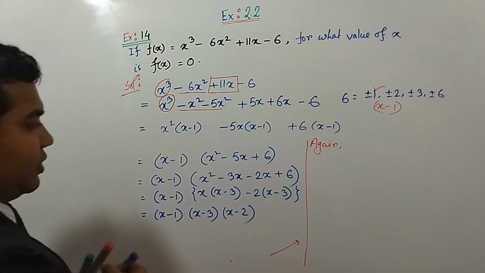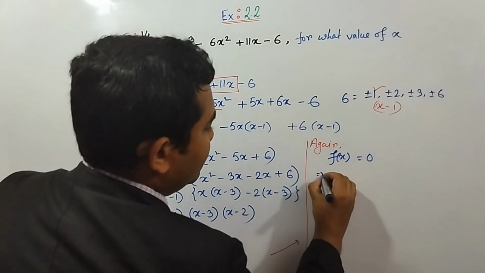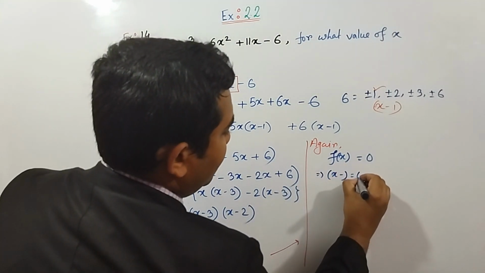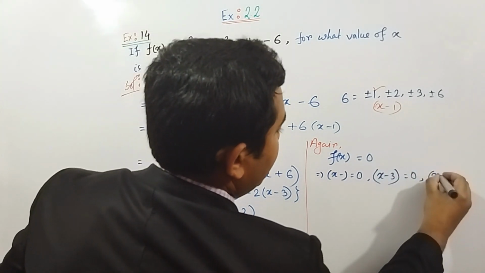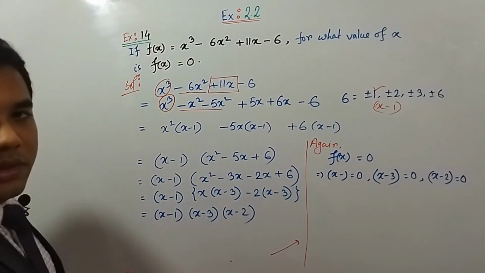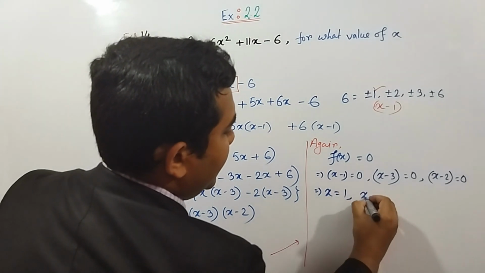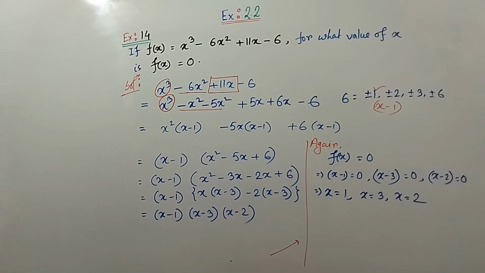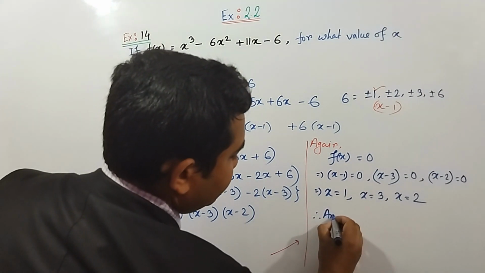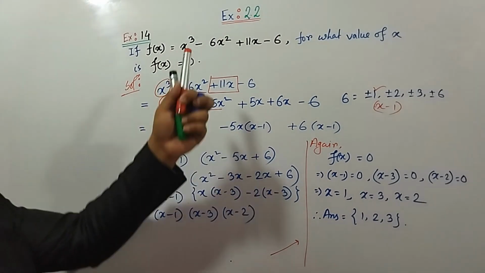F of x equals 0, that means f of x equals 0, then x minus 1 is equal to 0, x minus 3 is equal to 0, x minus 2 is equal to 0. That means x is equal to 1, x is equal to 3, x is equal to 2. So the value for x is 1, 2 and 3. So the answer should be 1, 2 and 3. That's the answer of it.